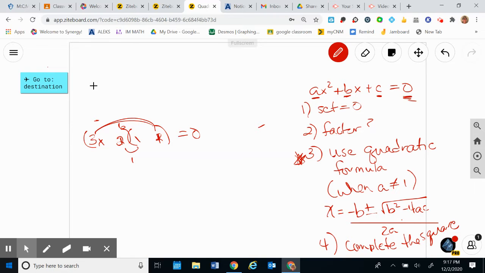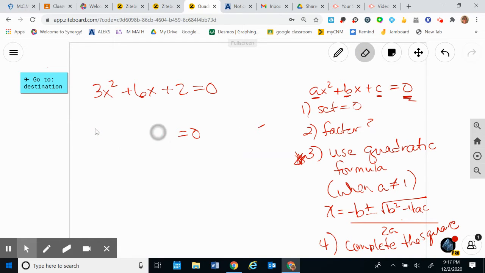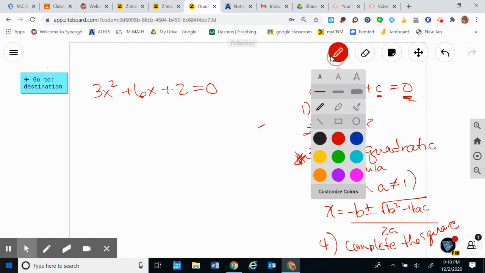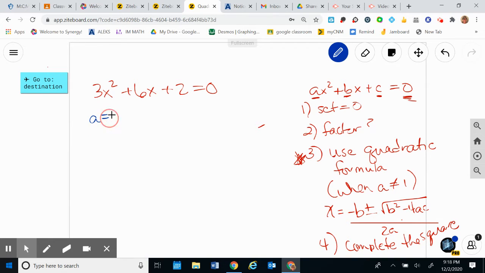Let's see. It was 3x squared plus 6x plus 2. And it might have been minus 6x plus 2. I'm not sure. But I'm going to roll with this. So I couldn't factor it, so now we're going to use the quadratic formula. A is equal to 3, B is equal to 6, and C is equal to 2. So now we're going to plug it in.